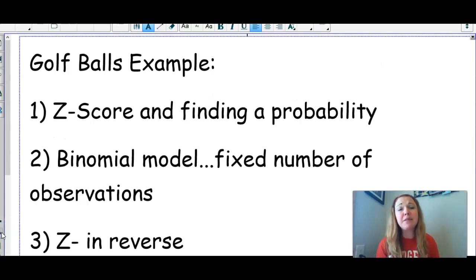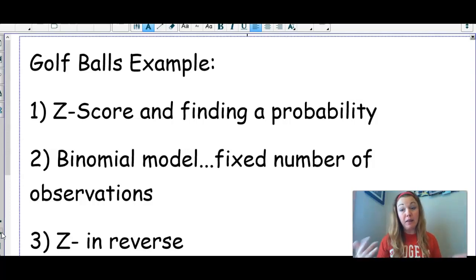The next example is that golf balls example. I think it's talking about how far you can hit and drive a ball. Doesn't matter. That first part is you're finding a z-score, and then you're going to the chart and finding the probability. I know some of you know how to use the normal CDF because Mr. Jans taught you that, and that's totally fine. You just do what you need to do to figure out the right answer.